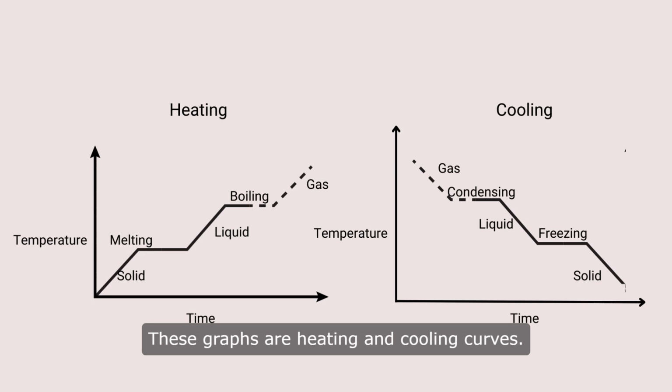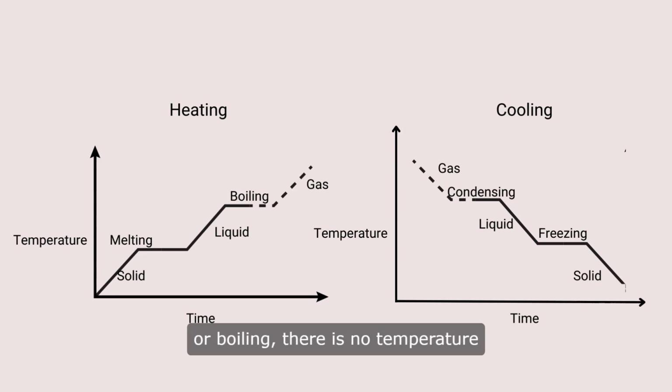These graphs are heating and cooling curves. The heating curve shows how increasing heat affects the state of a substance. When materials are in the process of melting or boiling, there is no temperature change as the energy is being used to weaken the forces between particles.